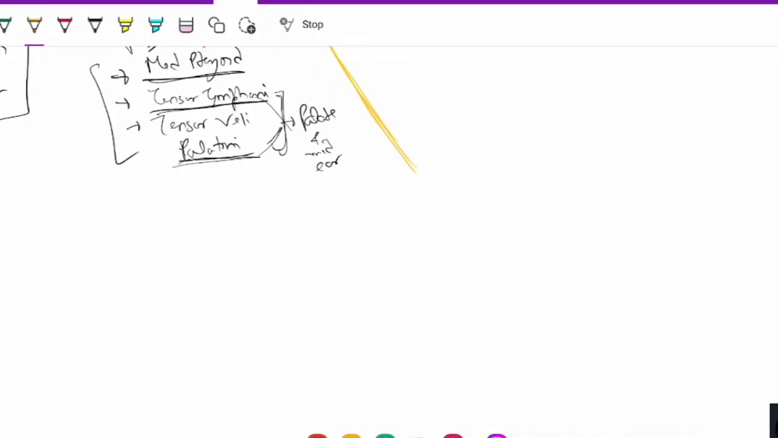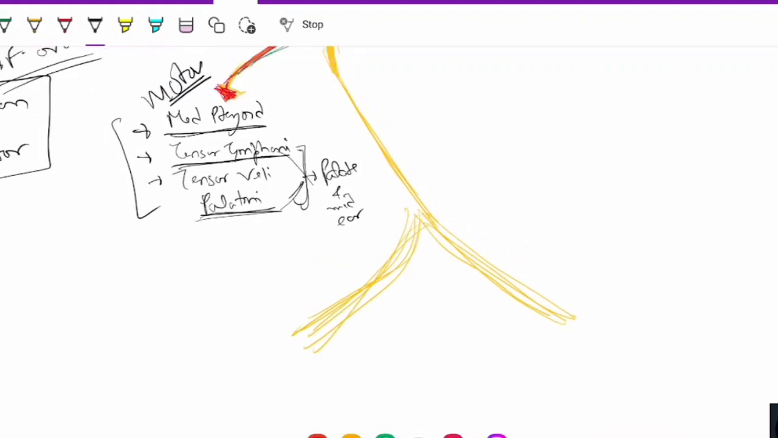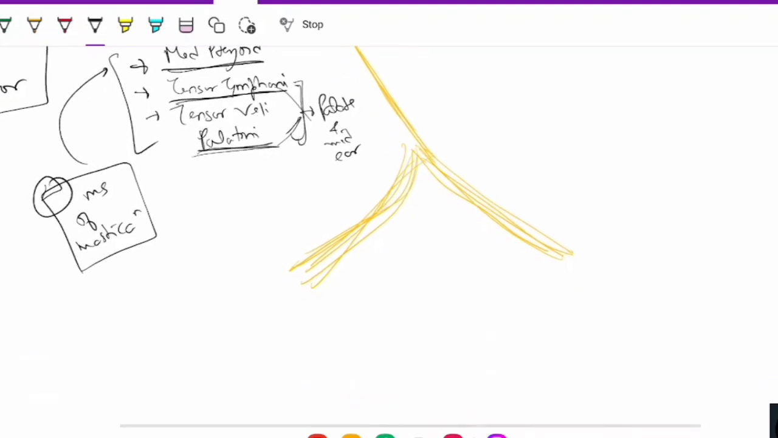And it gives off two branches. Now do you remember, you have four muscles of mastication. Out of this, one, medial pterygoid, has already been supplied. So this branch of your mandibular division is known as the anterior division. It supplies the rest of your muscles of mastication.